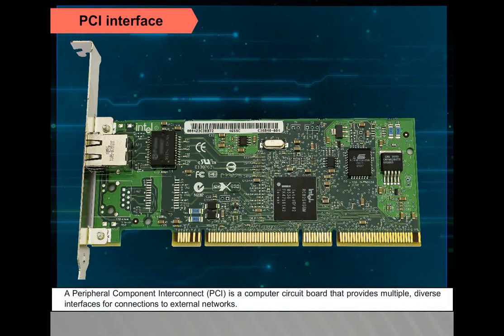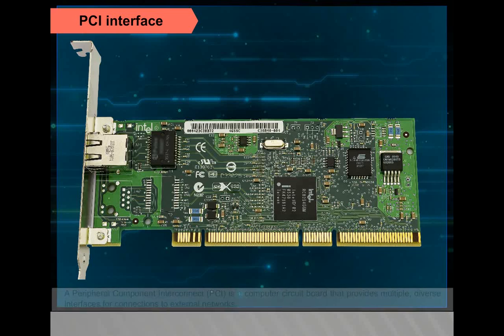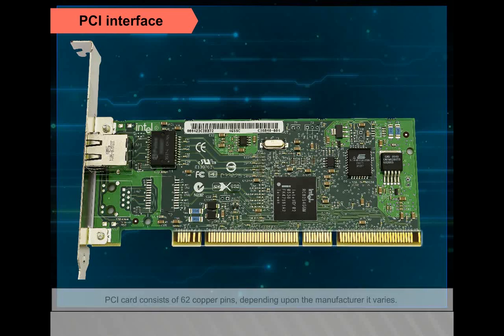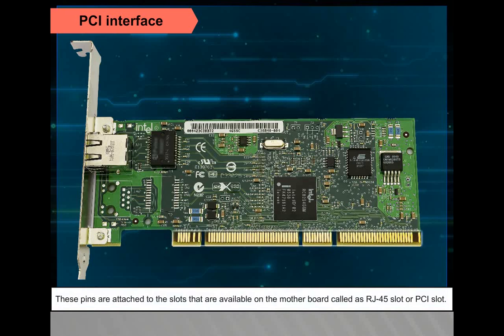PCI interface. A peripheral component interconnect, that is PCI, is a computer circuit board that provides multiple diverse interfaces for connections to external networks. In personal and business computer systems, PCIs can facilitate the use of multiple devices with different cable configurations. PCI card consists of 62 copper pins. Depending upon the manufacturer, it varies. These pins are attached to the slots that are available on the motherboard called RJ45 slot or PCI slot.